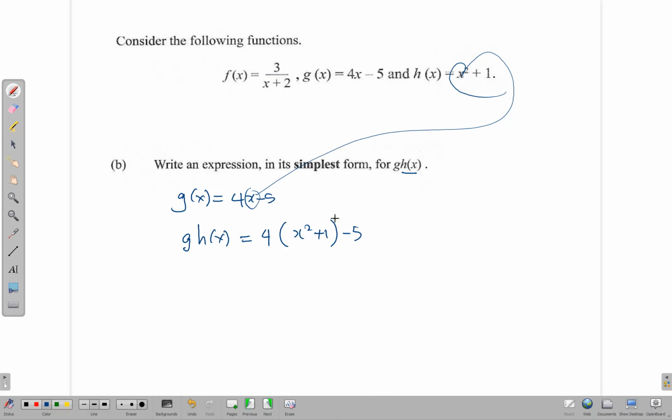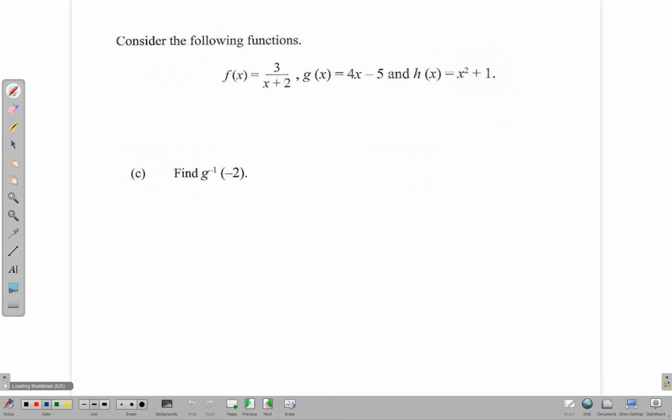Now let's multiply it out since they want it in the simplest form. This gives us 4x squared plus 4 minus 5, and that leaves us with 4x squared minus 1. And that is our composite function g of h of x. Take the end one here, h of x, substitute it for x into g, and of course simplify your answer by multiplying out the bracket, and we're good to go.